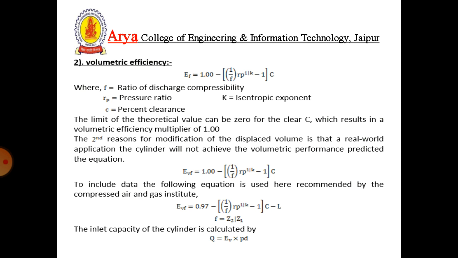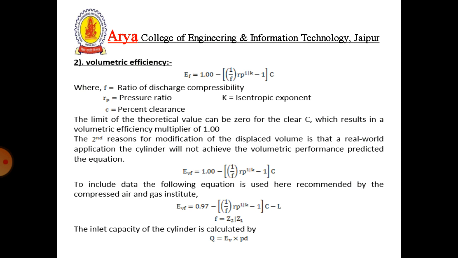To include data, the following equation is used, where the value is recommended by the Compressed Air and Gas Institute. EVF equals 0.97 minus 1 upon F into Rp to the power 1 upon K, minus 1, into C, minus L, where F equals Z2 by Z1, but it is somewhat arbitrary as there is no universal equation. The 1.00 in the theoretical equation is replaced with the 0.97 to reflect that even with zero clearance the cylinder will not fill completely. The term L is added at the end to allow for gas slippage past the piston rings in the various types of construction.